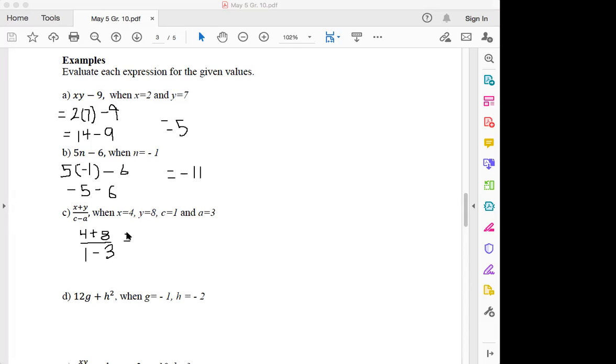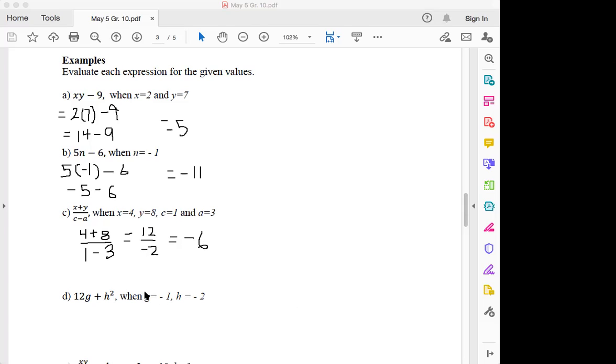So when you have that, you do want to do your addition first, and then you would do your fraction or your division. So we've got 4 plus 8, which is going to give us 12, over 3 minus, or 1 minus 3, which is negative 2. So if we were to do 12 divided by negative 2, it's going to give us negative 6. So that is our answer.